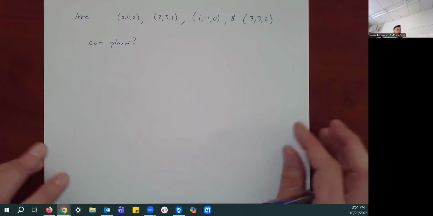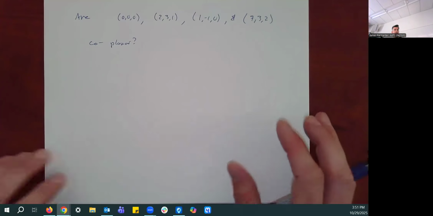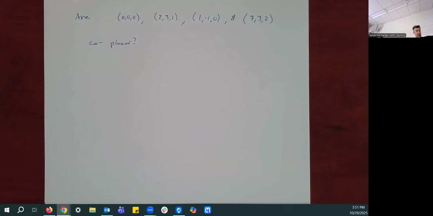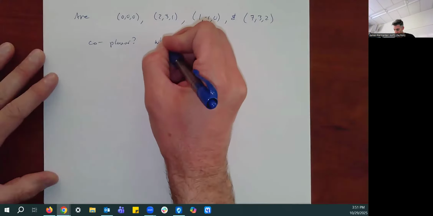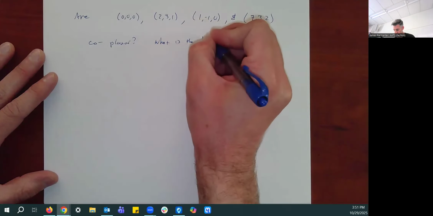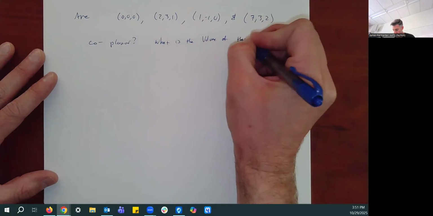If they weren't coplanar, then any three of them would be in your base plane, where the bottom of your parallelepiped sat, and the fourth one would be somehow above it, giving you the height of your volume. But if they are coplanar, that one sitting in the same plane means your parallelepiped has a volume of 0, because your height part isn't going to have any height. So we can answer the question, are these coplanar, by answering the question, what is the volume of the parallelepiped that they would generate?